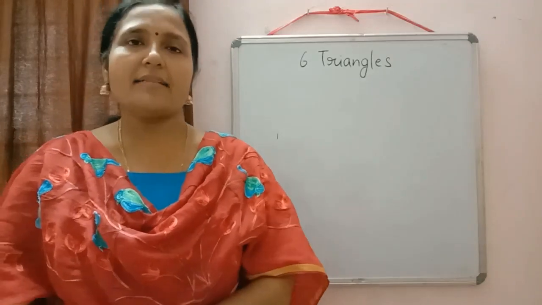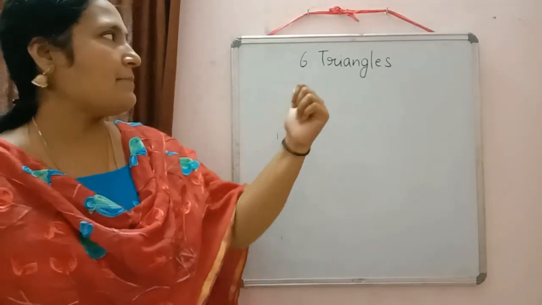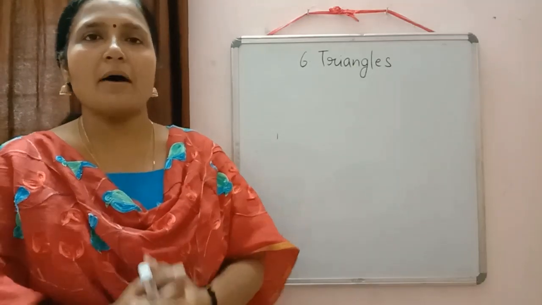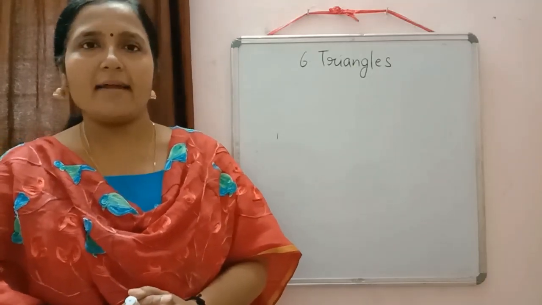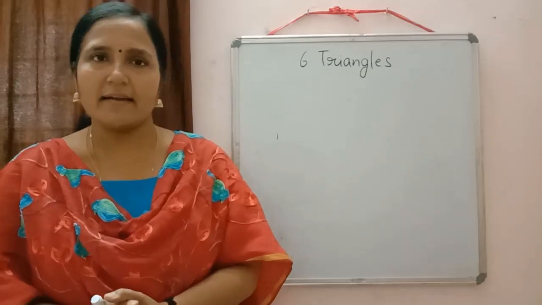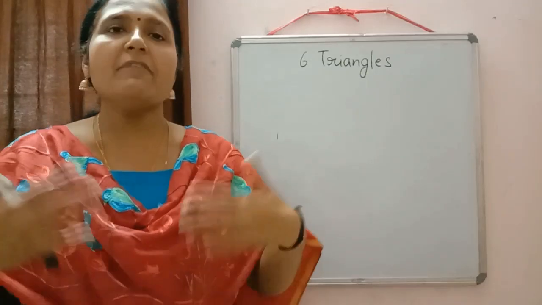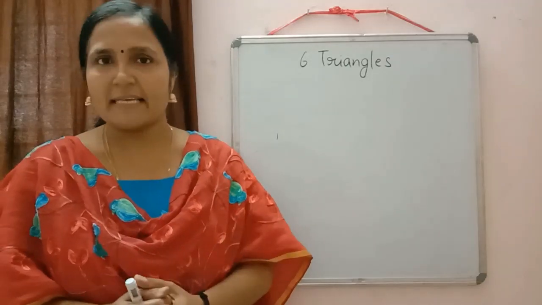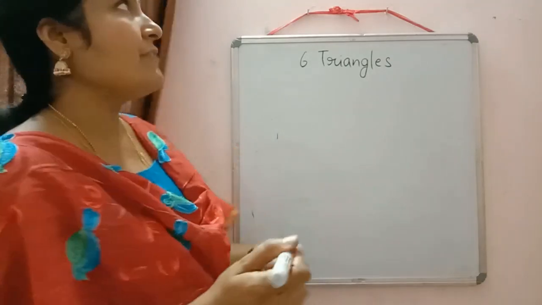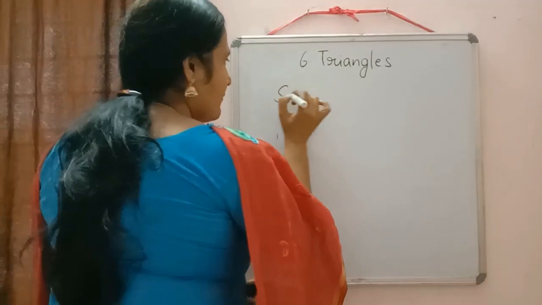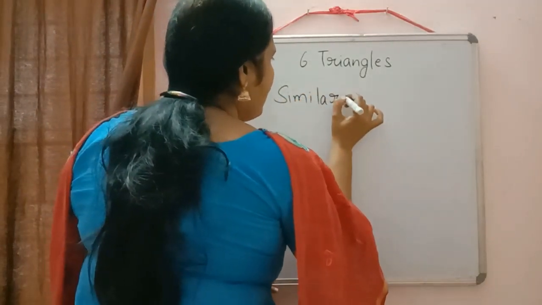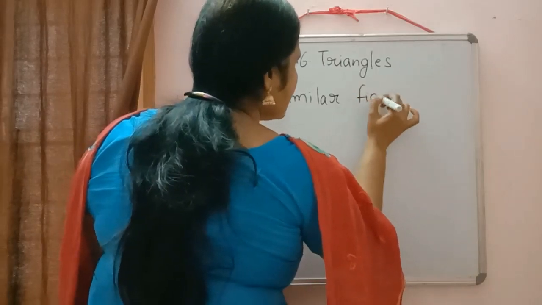Today we'll start the next chapter, that is chapter 6, triangles. In this chapter we have to discuss similarity of triangles. Many criteria are there for similarities, but before starting with the similarity of triangles, first we will check what these similar figures are.